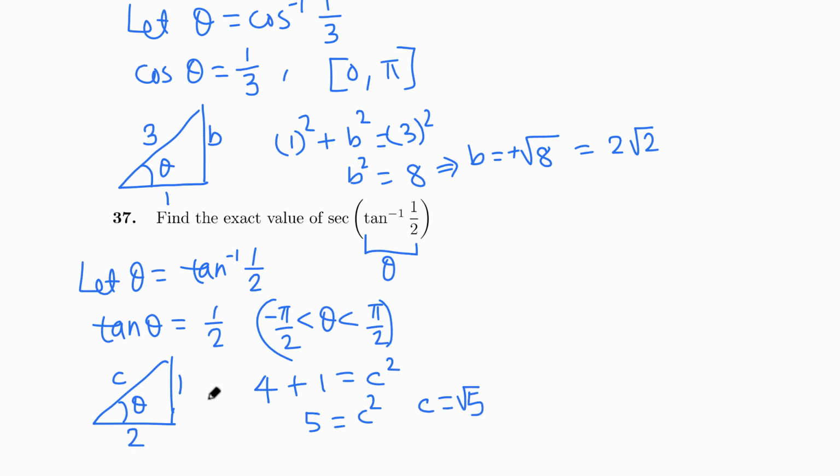Okay, now we have all three sides, and this question is pretty much secant theta. What is secant theta? Secant is the reciprocal of cosine. Cosine is adjacent over hypotenuse. That means this will be hypotenuse over adjacent. So the hypotenuse c, which is root 5, over the adjacent, which is 2, gives root 5 over 2. Okay, final.